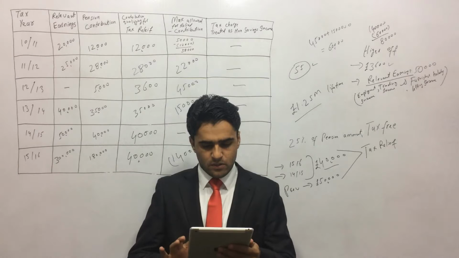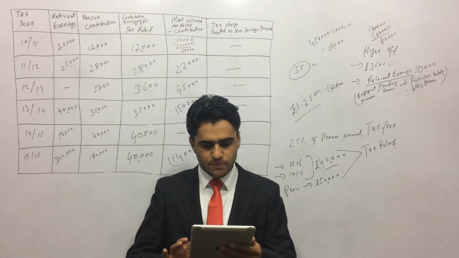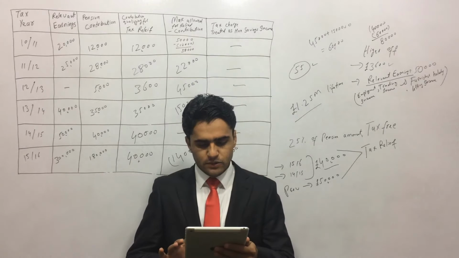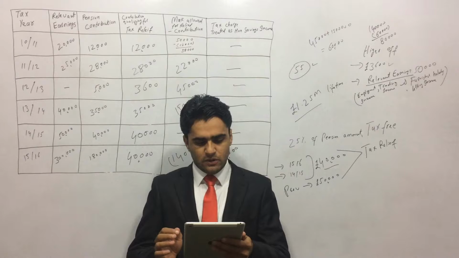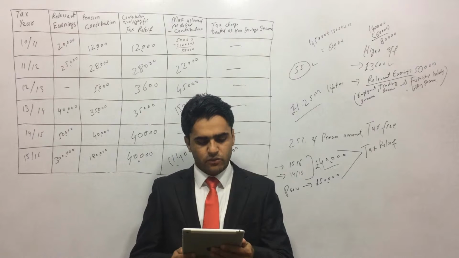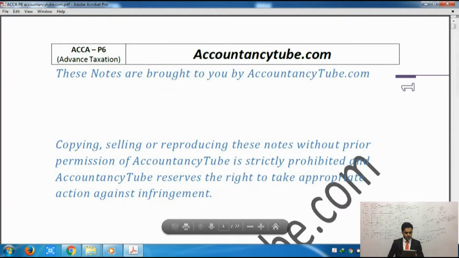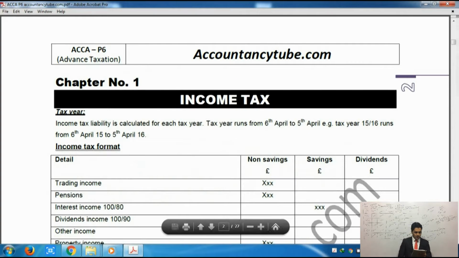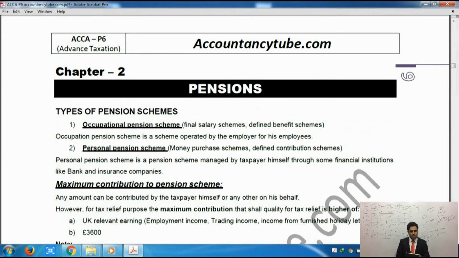Now if you have downloaded the notes, please come to chapter 2 where it says pensions. I've shared the screen with you as well, so you can check on the screen. It says pensions, chapter 2, on page 6, please. At the start of this chapter it says the types of pension, and you know the types of pensions.